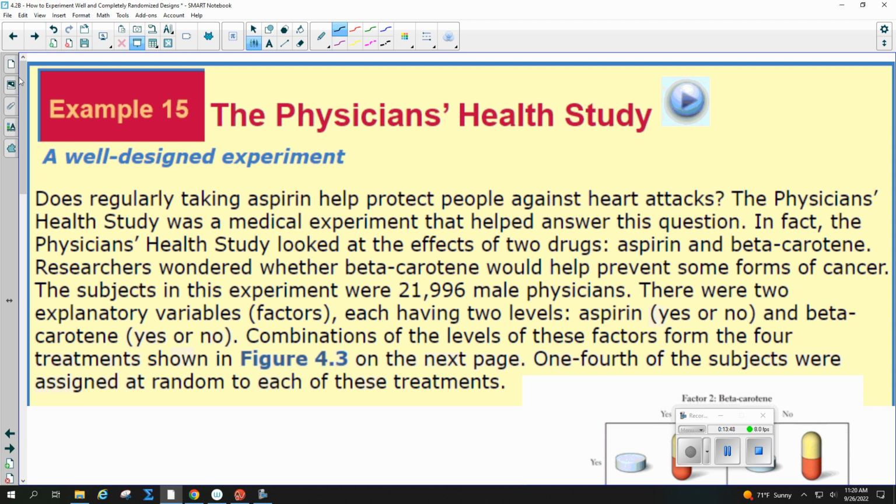All right, let's talk about the physician's health study. Let's see if we can find those 4 things, okay? So, does regularly taking aspirin help protect people against heart attacks? The physician's health study was a medical experiment that helped answer this question.